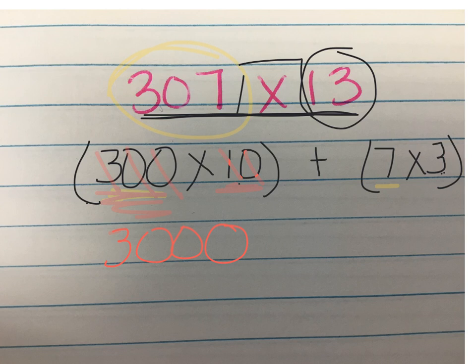And then I need to think about, okay, well, what am I going to plus? Well, I should know in my head that 7 times 3 is 21. So I'm going to put that 21 down below. And now I can get a total of 3,000 plus 21, which would equal 3,021.